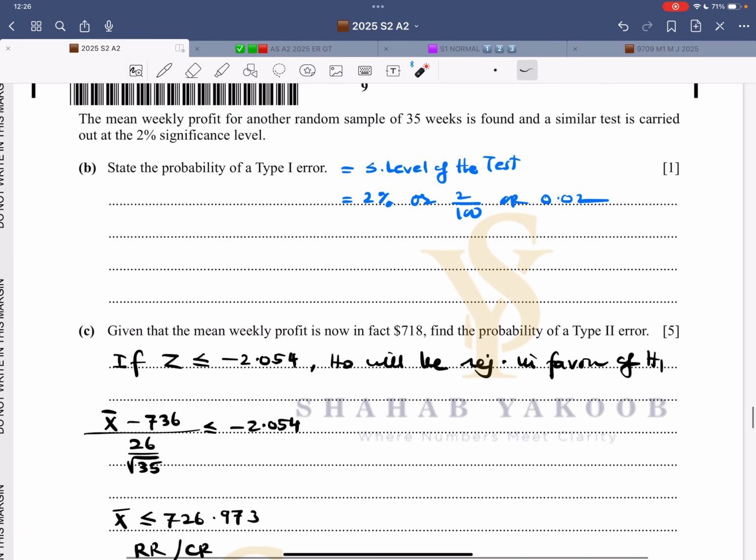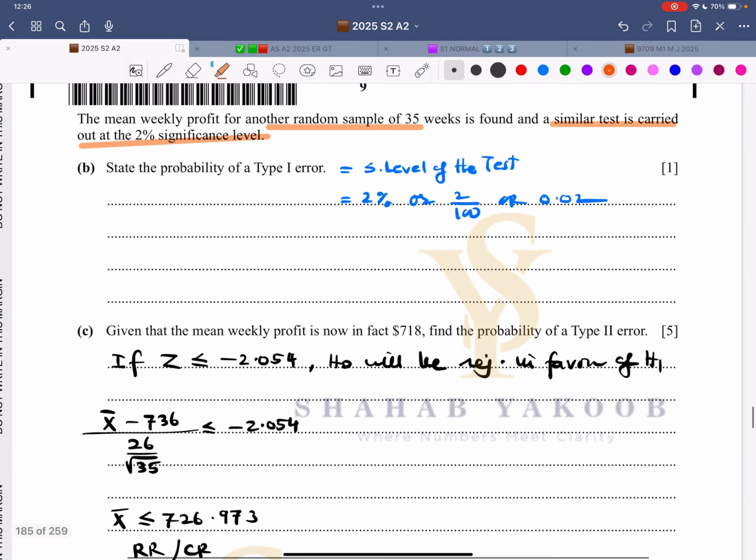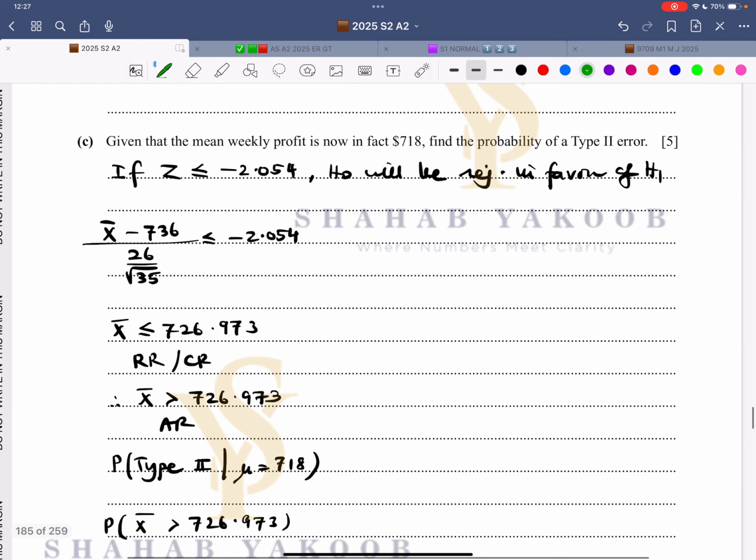Now it says the mean weekly profit for another random sample of 35 weeks is found and a similar test is carried out at the 2% significance level. State the probability of type 1 error. So for normal distribution, probability of type 1 error is the same thing as the significance level of the test. So this is true for normal distribution. Of course, CLT falls into that category. If the mean weekly profit is now 718, find the probability of type 2 error. And now it's for 5 marks.